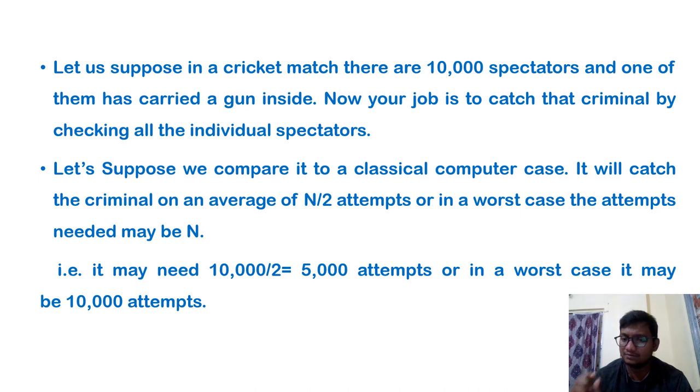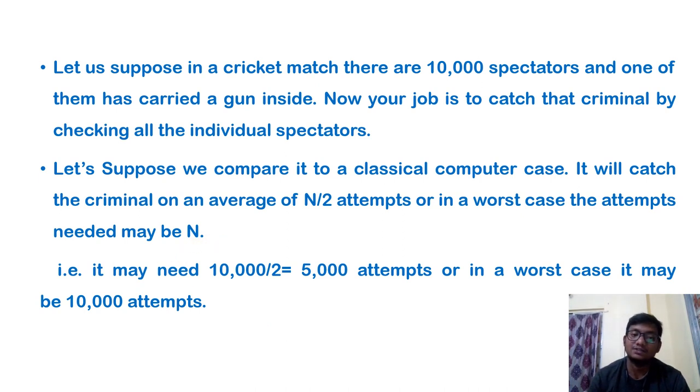We only have the data of the things, that we have to search for this man, but where he is, we don't know. So let's do it in a classical way. How can we do it? Classically, we will check each person at a time. In a worst case scenario, we have to check all the 10,000 men, and at the 10,000th check we will find that this is the gunman. On average it will take n by 2 attempts, or maybe n, or maybe we need n times.